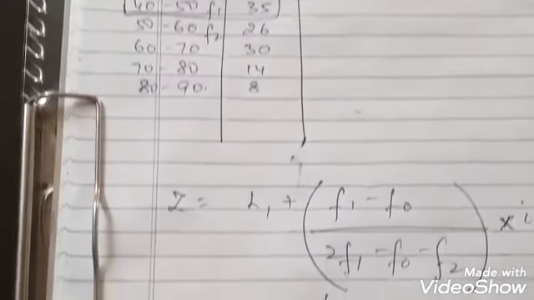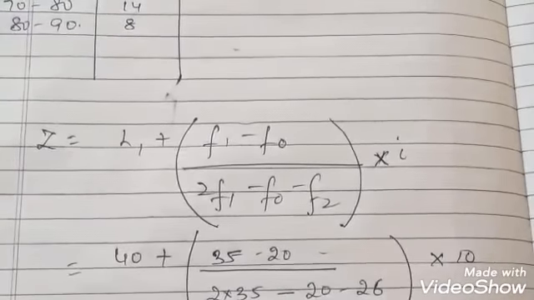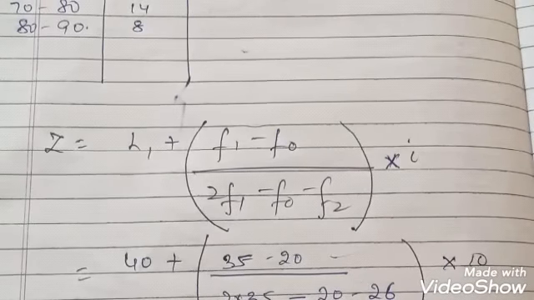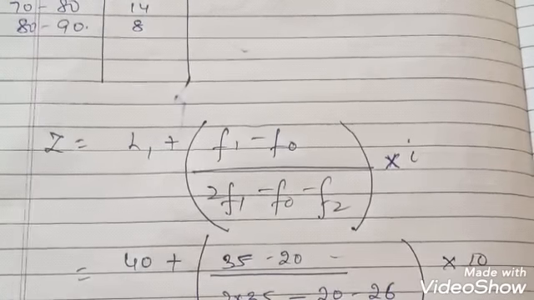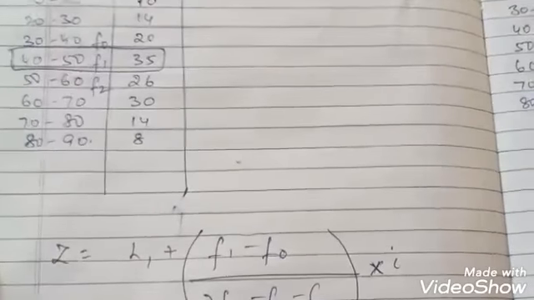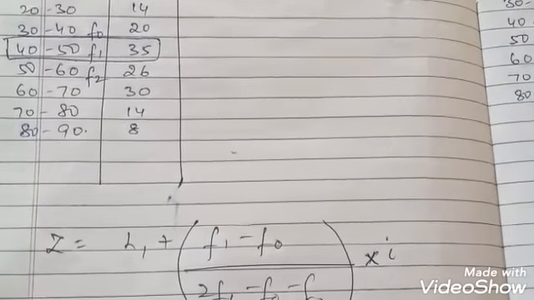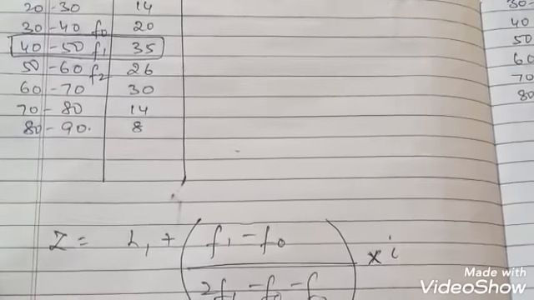Inspection method, we directly use the formula. The formula is what you've done in 10th standard. Z is equal to L1 plus (F1 minus F0) upon (2 F1 minus F0 minus F2) into I. You very well know what is L1. L1 is 40, F1 is 35, F0 is 20 and F2 is 26.